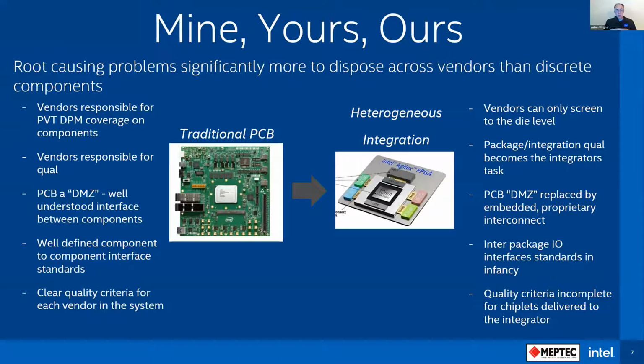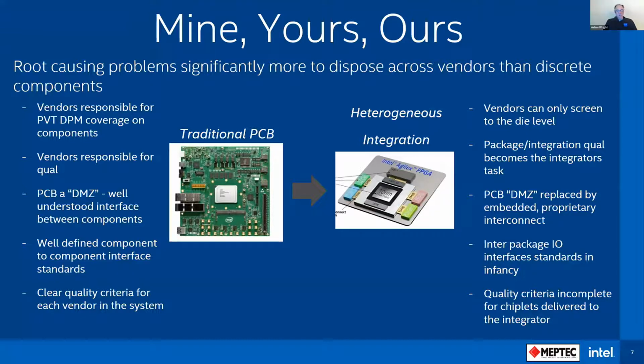Well-defined component-to-component interface standards. So there's no argument on what DDR means. There's 8,000 pages defining that particular spec, and there's clear quality criteria for each vendor in the system. So there's no disagreement. If chip A bubbles on your board, you can go talk to the chip A vendor.